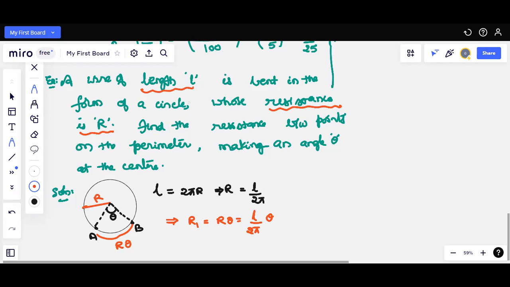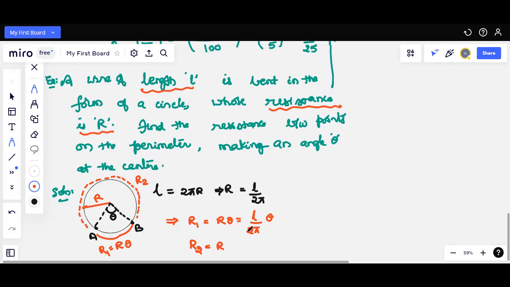But between the same A and B, you observe there is one more part at the top. This is also between A and B. And one more resistor is there between A and B, the bigger one. But its resistance also you have to say. Its resistance is suppose R2. Okay, this is R1. Then R2 is equal to, same like the arc length is equal to r into theta.